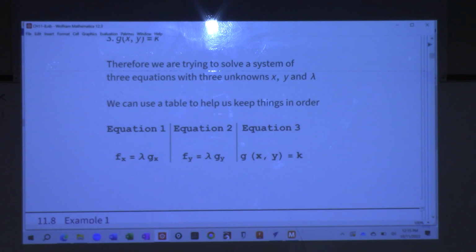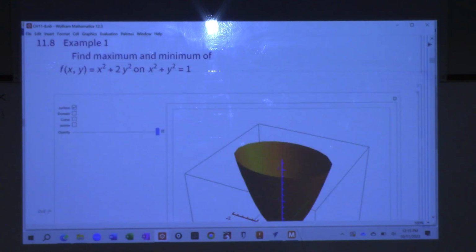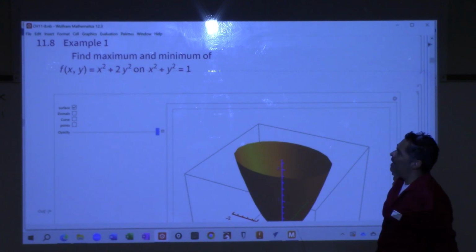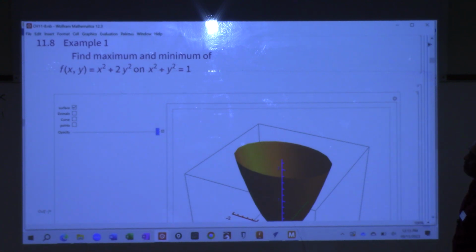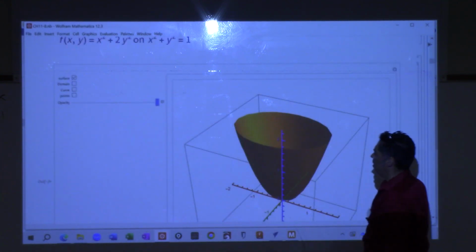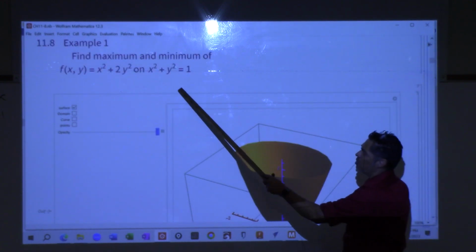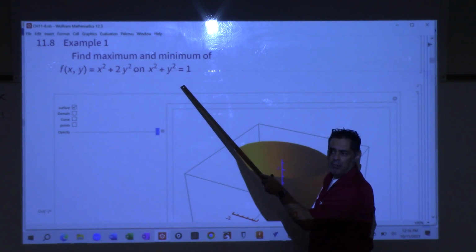All right, there it is. Find the maximum and minimum value of this surface, x squared plus 2y squared. There's the surface, right? So there's my surface right there. But I want to restrict the domain to the circle x squared plus y squared is 1.